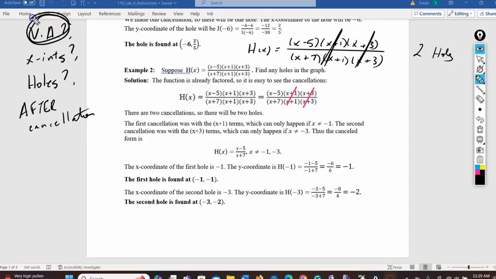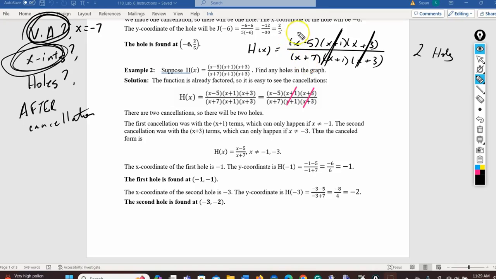Now, this question of vertical asymptotes, they're found at zeros of the denominator after cancellation. There would only be one vertical asymptote, and it would be x equals -7, the vertical line with the equation x equals -7. X-intercepts, those are found at the zeros of the numerator after cancellation.